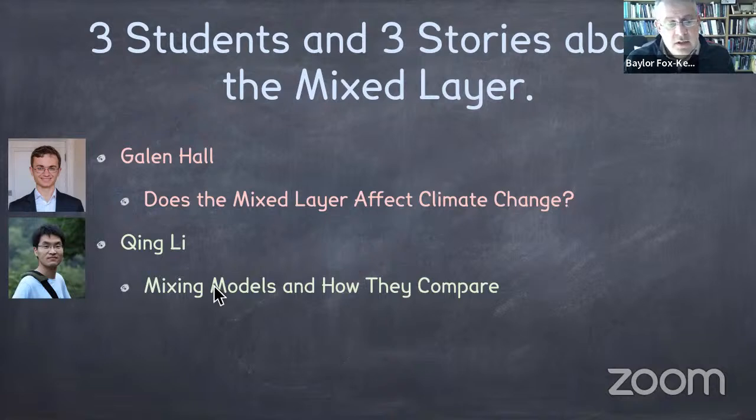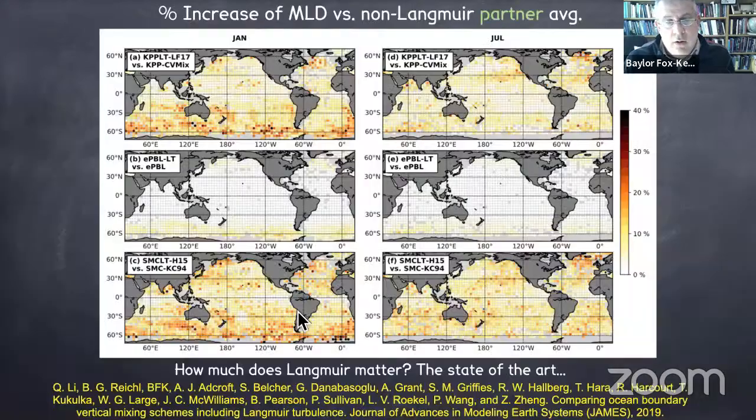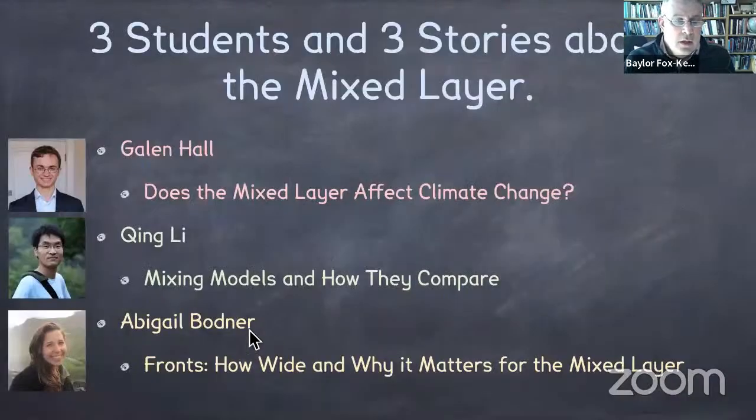through that process. Many of you remember Ching's thesis from a couple of years ago, where we were comparing lots of different mixed layer mixing schemes and then trying to figure out what their impact was. These are the impacts that they would make on climate sensitivity and thermosteric sea level rise. Abby's theory, which has already been talked about in a bunch of the different talks, is for how wide the fronts should be and where they're arrested and why it matters for mixed layer depth.